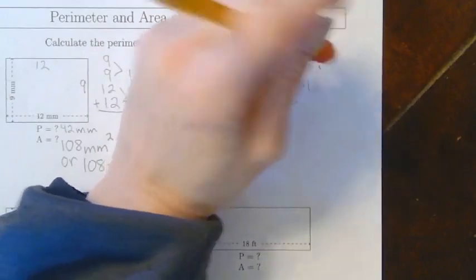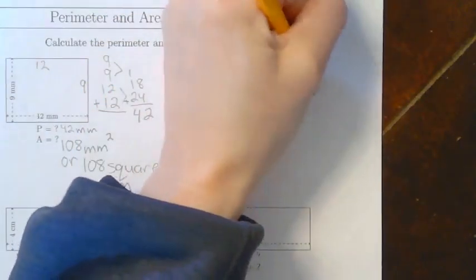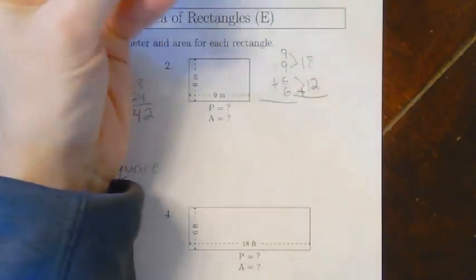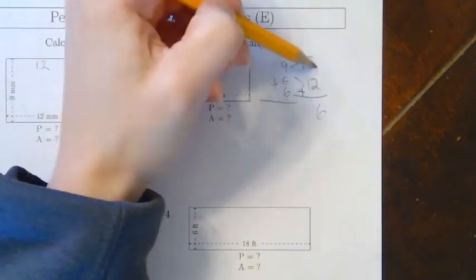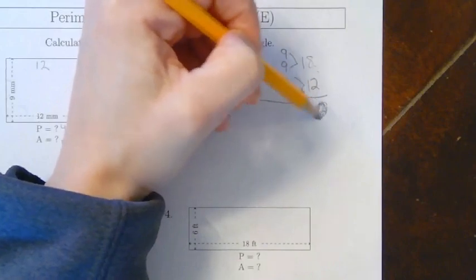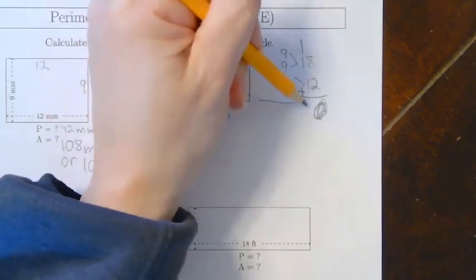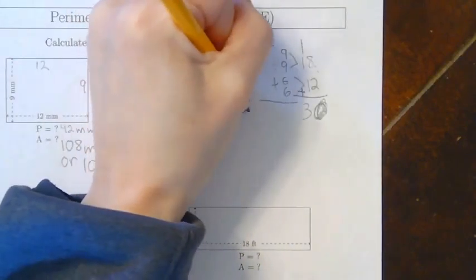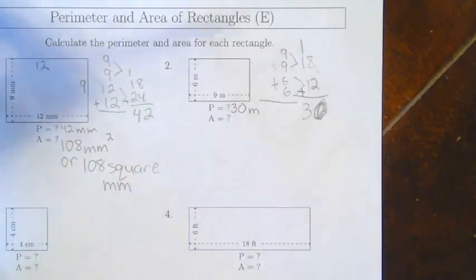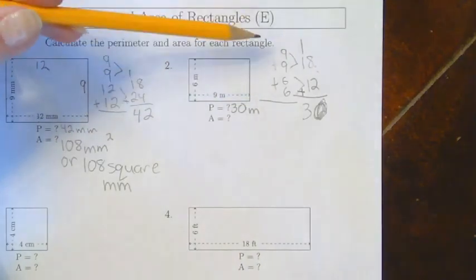Aiden, I know you're trying to do these already in your head. So is Sophie. So 18 plus 12 is 30. So my perimeter would be 30 meters, since the measurement was meters.